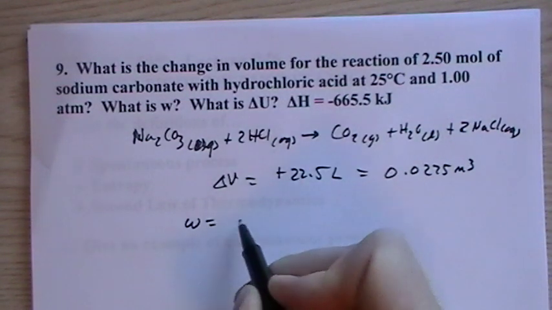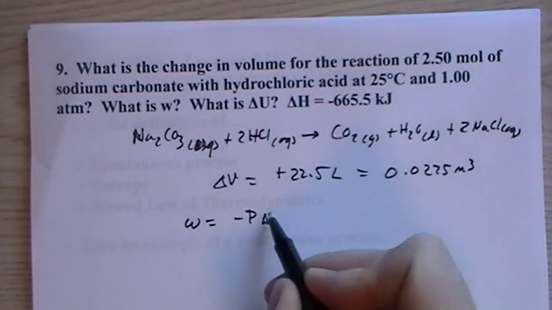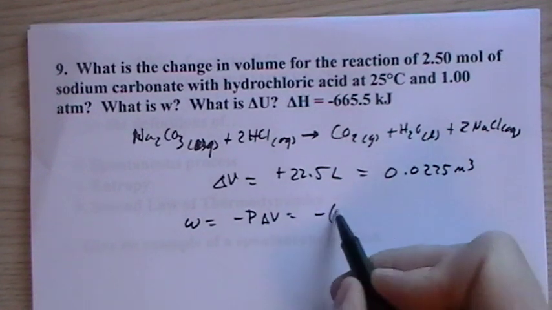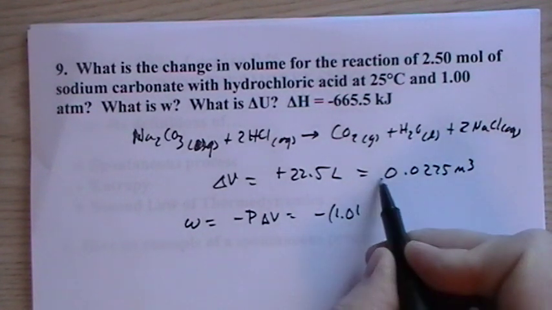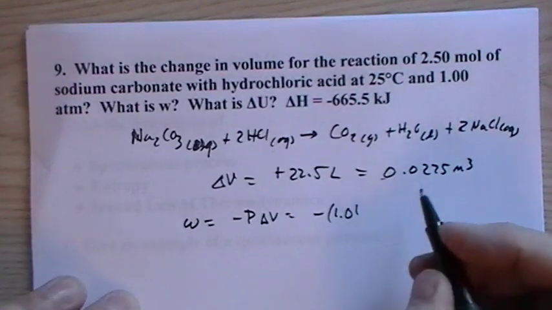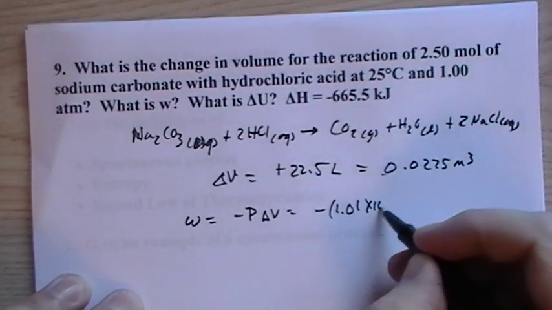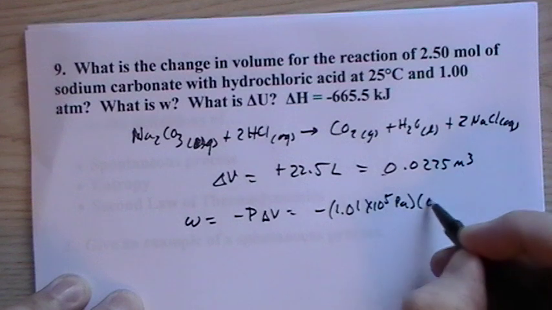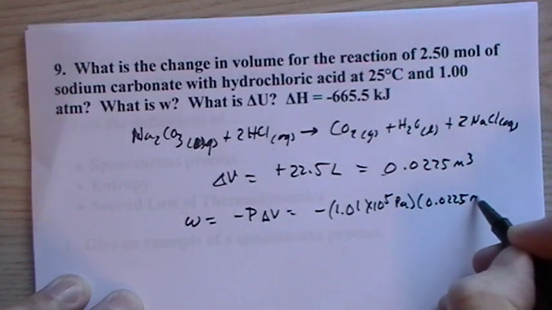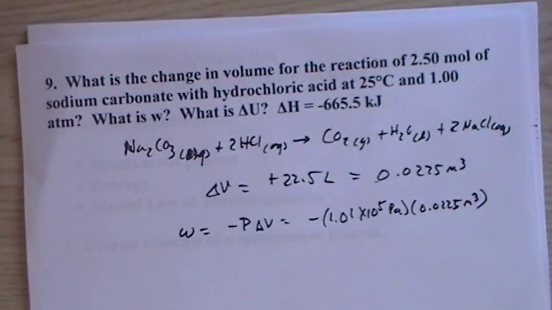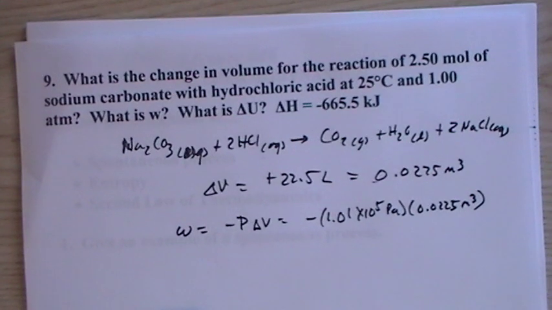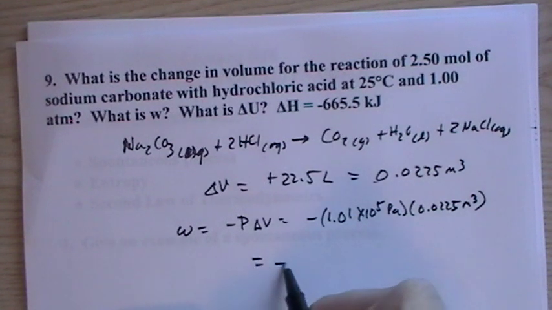So the work is going to be negative P delta V. So it's going to be negative. The value is going to be negative this time because this is a positive value when the volume went up. And you can work this out the way that I did it previously, a little slower, but I just want to get another problem in here before the end of the video here.